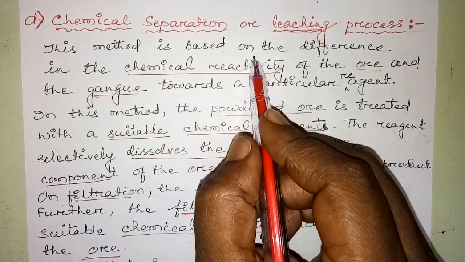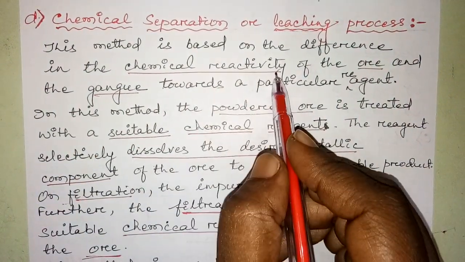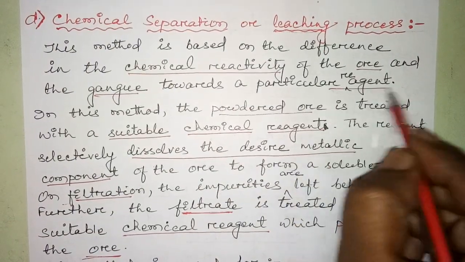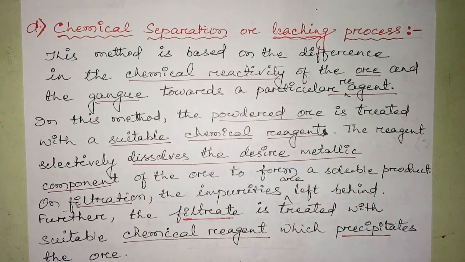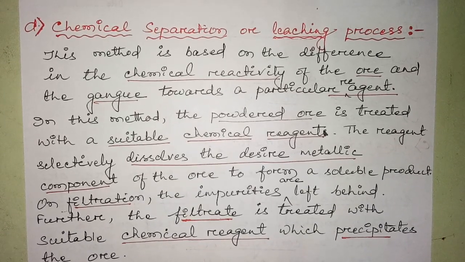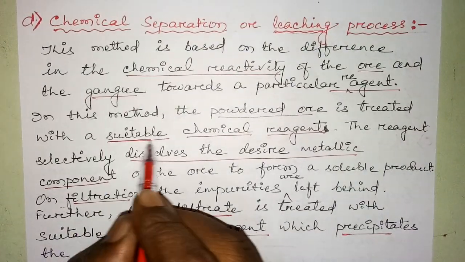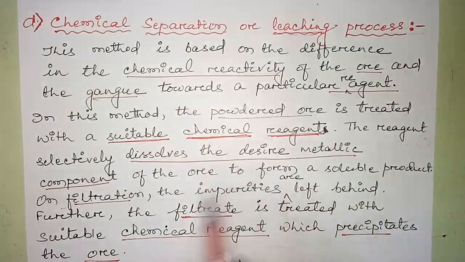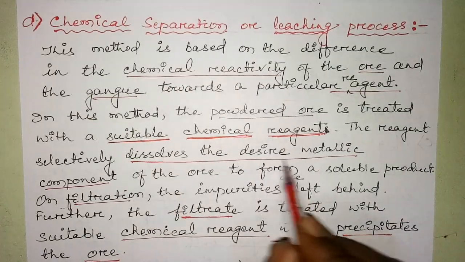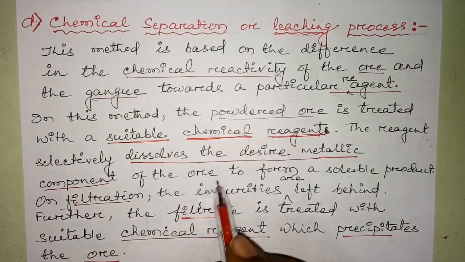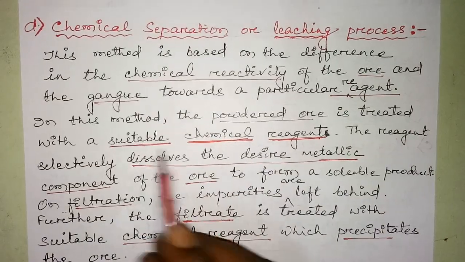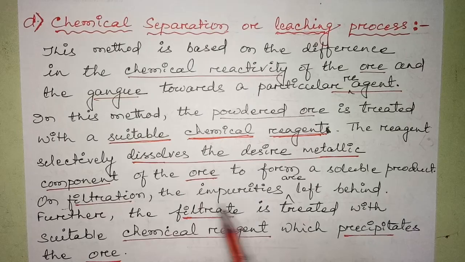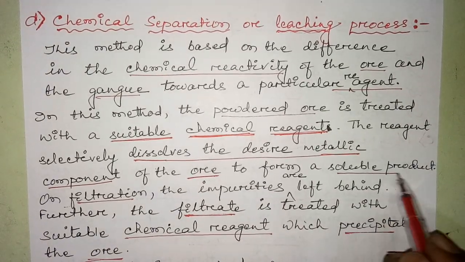This method is based on the difference in the chemical reactivity of the ore and the gangue towards a particular reagent. In this method, the powdered ore is treated with a suitable chemical reagent. Understood? A suitable chemical reagent which selectively dissolves the desired metallic component of the ore to form a soluble product.